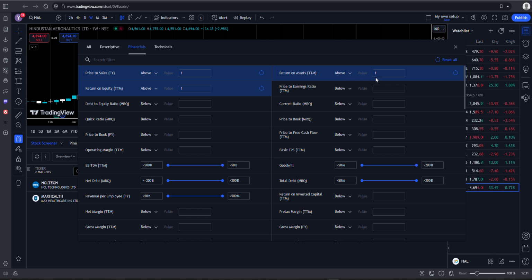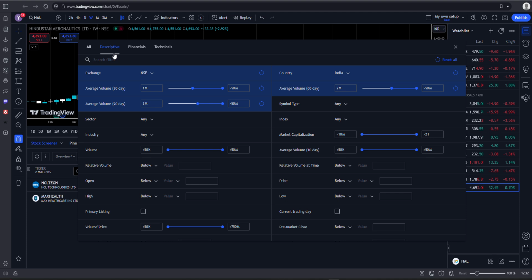That's all, guys. We don't want any other option to be clicked here, because you can see the net debt, total debt. The companies already filtered using these financials will not have that much debt at all. You can clearly see the stocks filtered in my watch list have no debt. They are financially good.